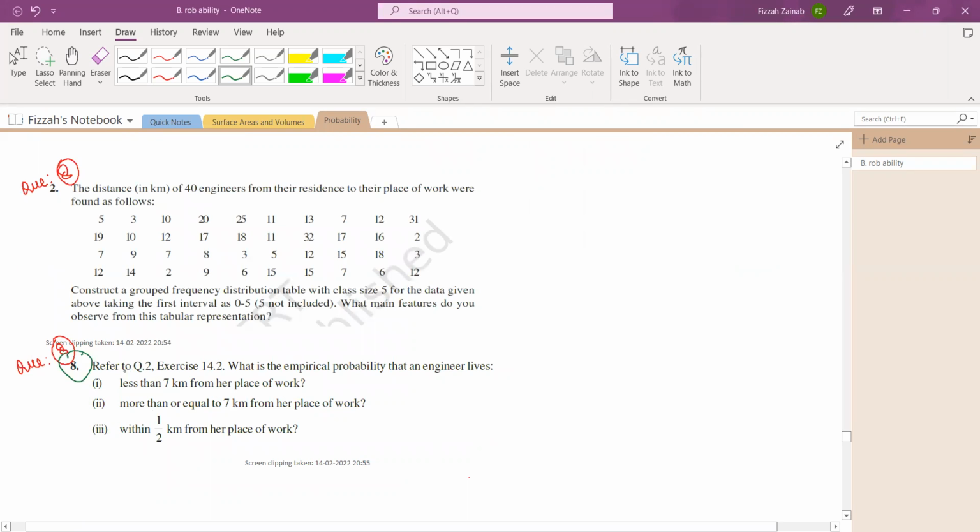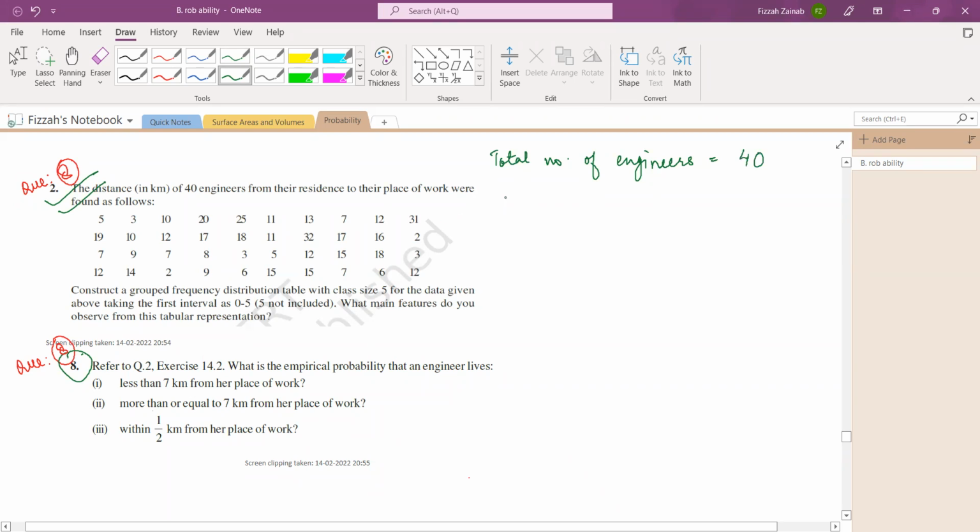So here's the question. Refer to question 2, exercise 14.2. So you have to refer to this question. What is the empirical probability that an engineer lives less than 7 kilometers from her place of work, right? So first write total number of engineers. How many engineers are there? Ma'am, 40. Yeah, it's given in the question, 40.